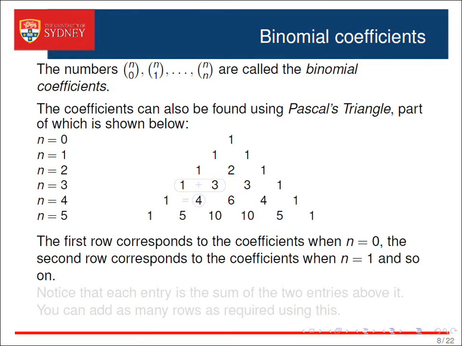The coefficients can also be found using Pascal's triangle, part of which is shown here. The first row corresponds to the coefficients when n equals 0, and the second row corresponds to the coefficients when n equals 1, and so on.